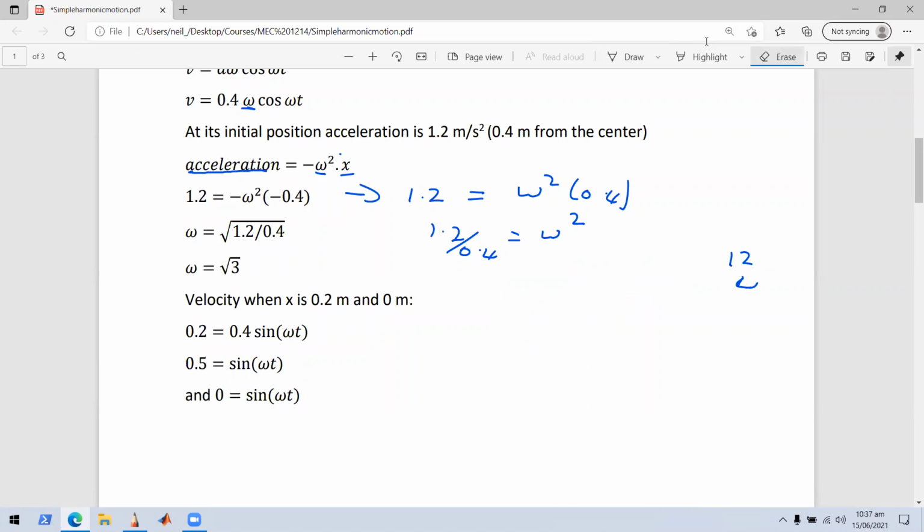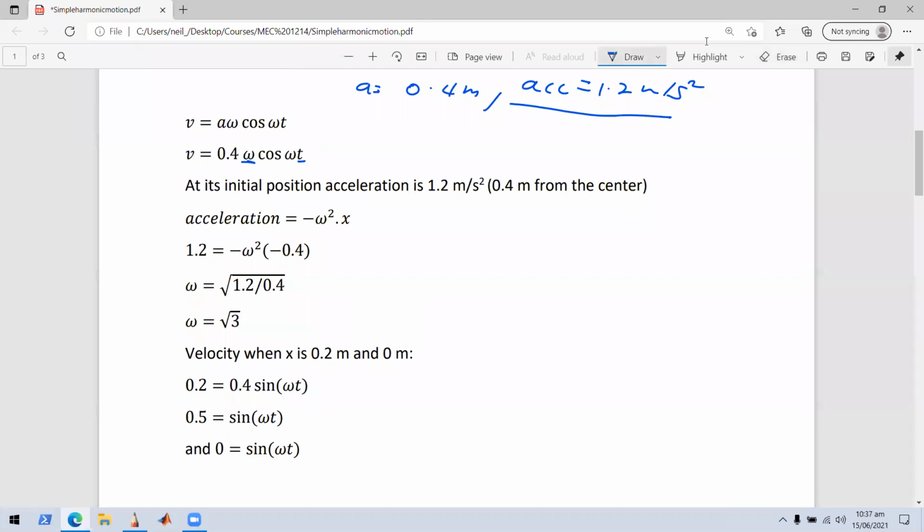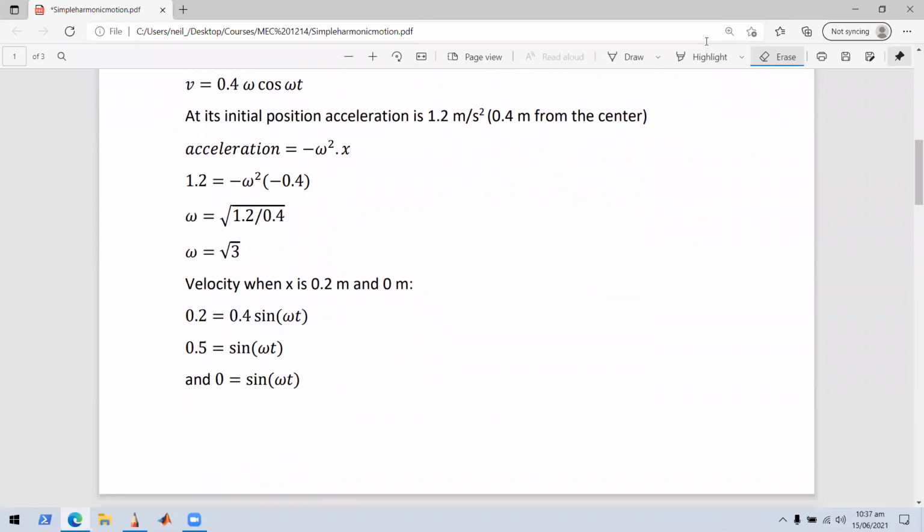Now, after finding omega, we'll use it later on. But for now, we need to find a way to either calculate what t is, which is pretty hard, or find a way to evaluate this part here, this cosine omega t. All right. So we want the velocity at two particular points: when x is 0.2 meters from the center and 0 meters from the center, or at the center.